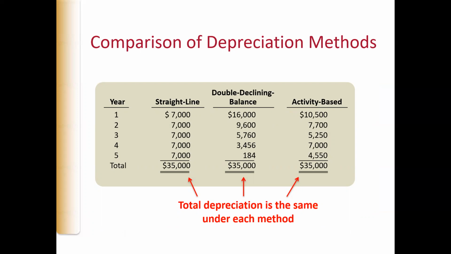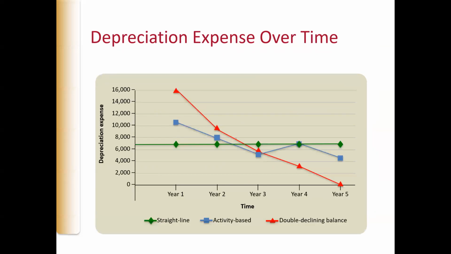Ultimately, the depreciation is going to play out to be the same. It's all about timing. With straight line, it's even over the years. With double declining, it's very great at the beginning, and then it decreases over time. And activity-based is based on the number of miles. Okay? So you see here, ultimately, we get the same depreciation. It's just different year by year.